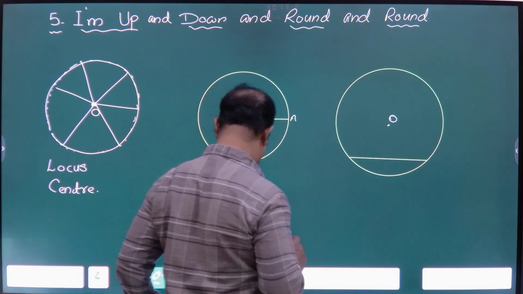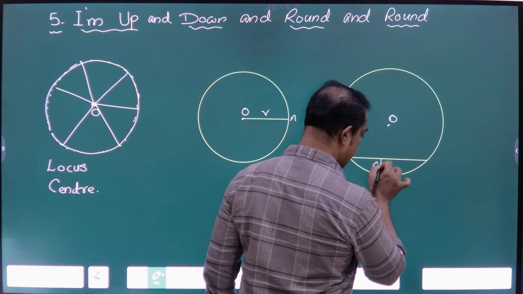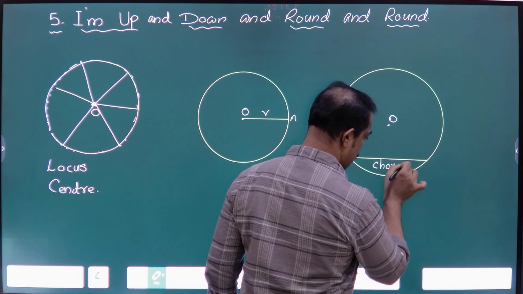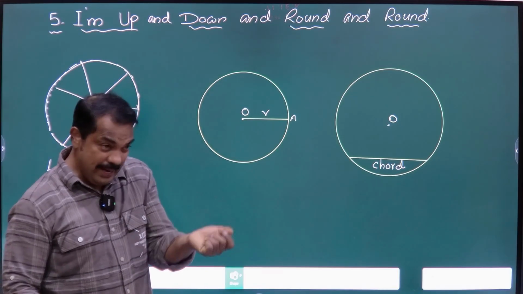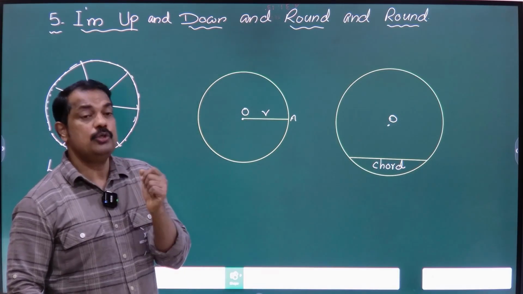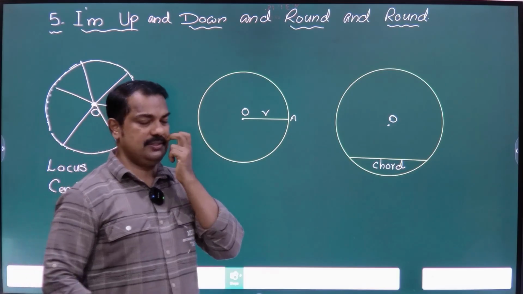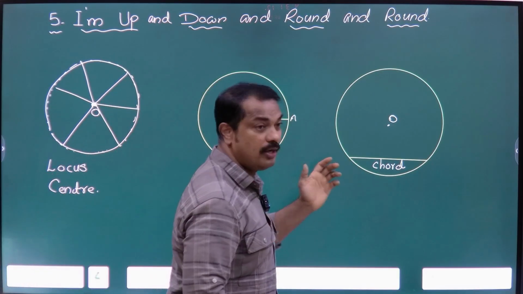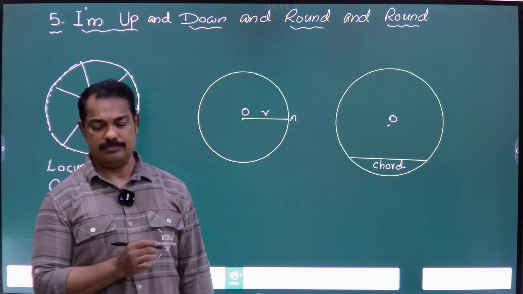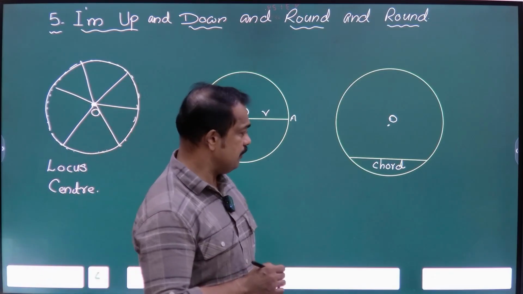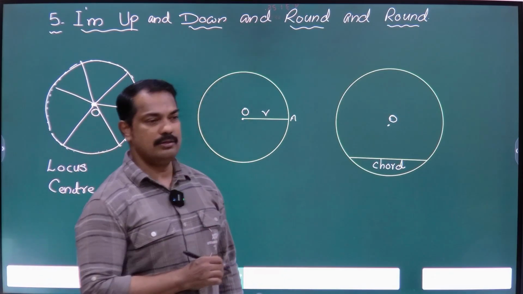What is the name of this? Chord. Clear? The line segment joining the 2 points on the circle, not outside, not inside, is called chord.